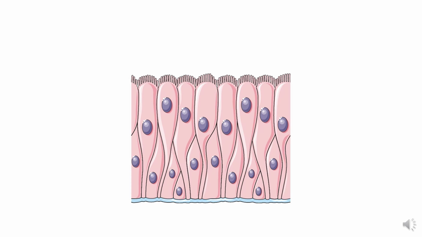Here again you can see this is the basement membrane, and all the cells are lying on the basement membrane, but not all the cells are reaching the apical surface. This is the apical, luminal surface, and not all the cells reach up to it. So this gives an appearance of stratification because the nuclei are lying at different levels. This is an appearance of false stratification.